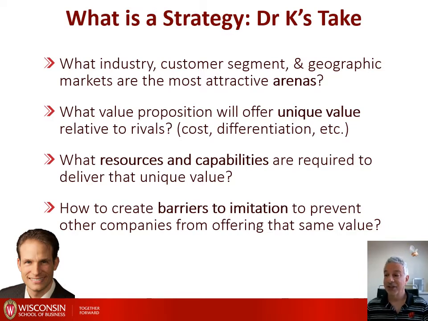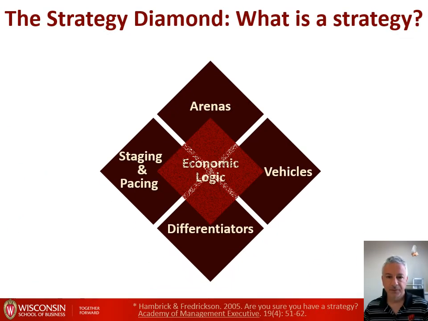Well, I'm going to present you a slightly different framework called the Strategy Diamond. Like Dr. K's framework, the Strategy Diamond includes arenas. Where are we going to play the game? It includes differentiators. What is it that allows the firm to perform better than rivals? What is it that differentiates them? But what it adds are staging and pacing, which is how do we move into our strategy? We don't go from 0 to 60 in no time. What are the steps that we must engage in to get there? It's more of a journey.